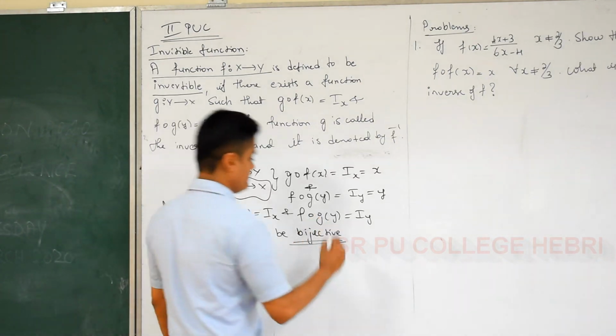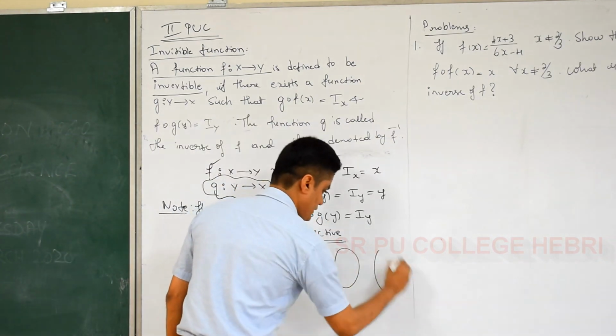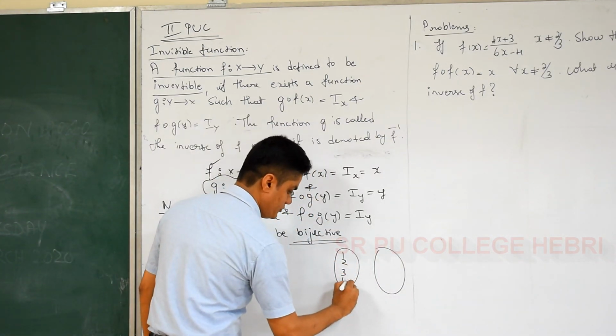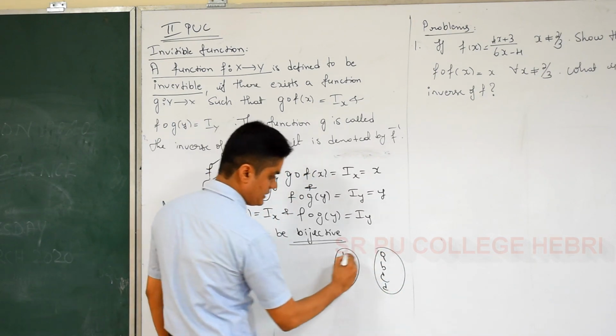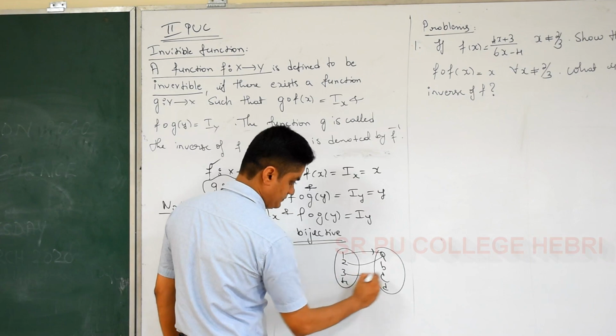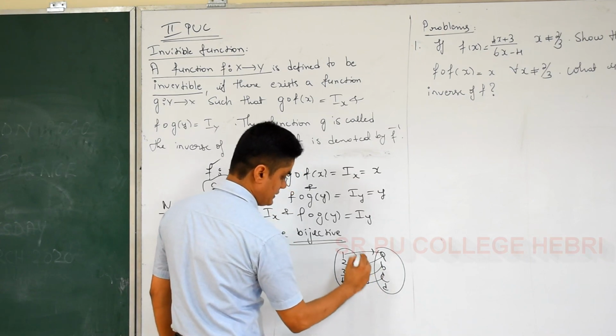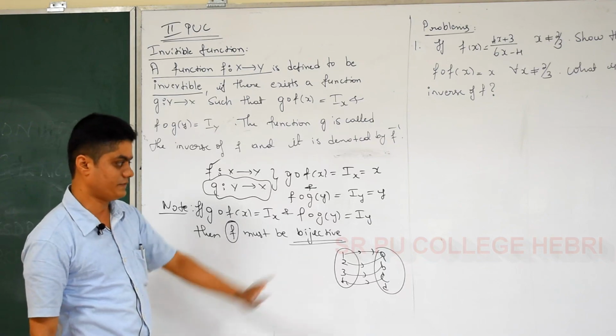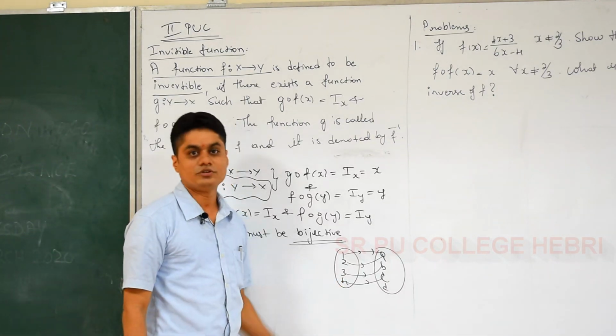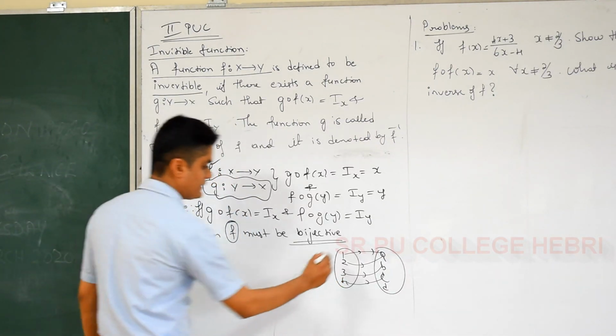See, for example, see this. 1 2 3 4. I'll take one example. I'll show you what is the exact problem you will face. Suppose it is like this. Is it a function? Yeah, definitely. It is a function. But is it bijective? No. So what will happen if it is not bijective?